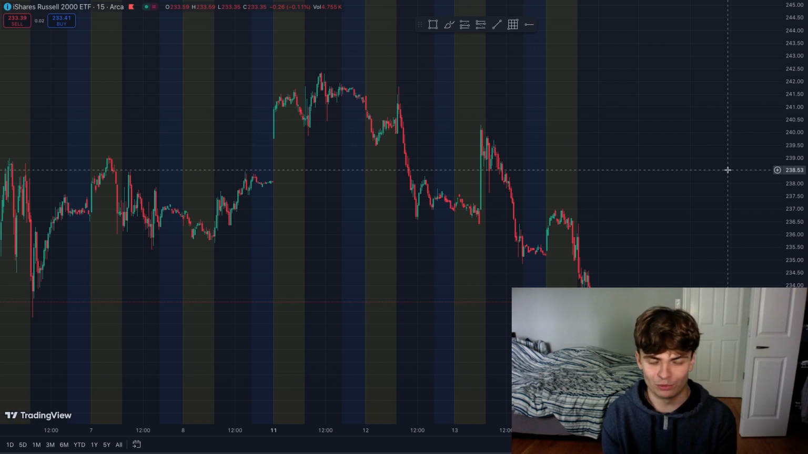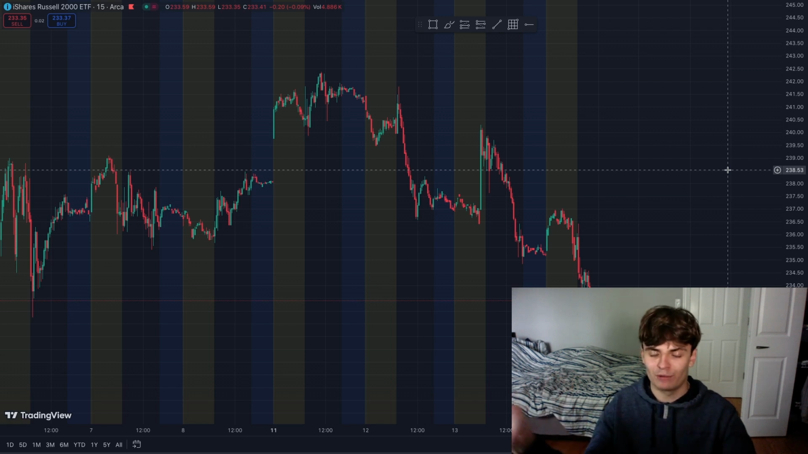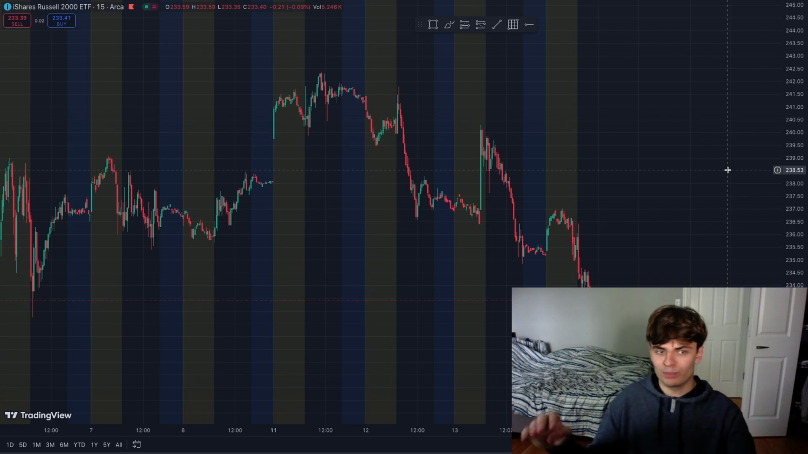With order blocks, a lot of the time, the way I use them is I wait for a liquidity sweep first, and then I wait for that price to get swept, and then that last leg up, or that last final move up. I'll show you an example of it right now.